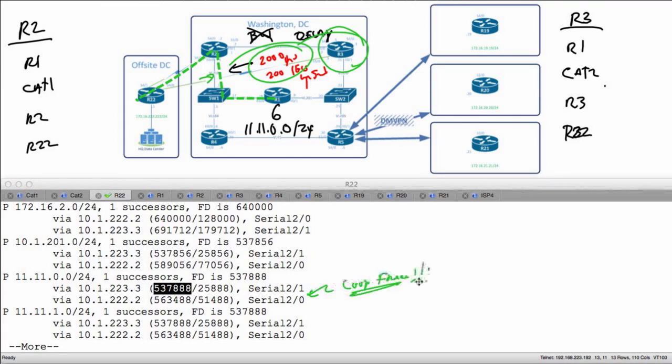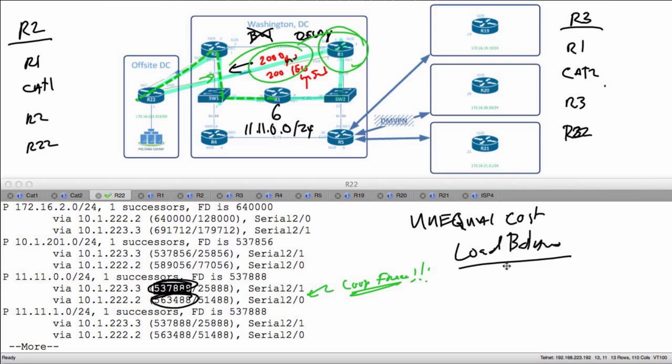Now what I want to do is change this behavior. I actually want to do load balancing across all of these links. And the only way that I can do that in this paradigm, because this value and this value are different, is to do something called unequal cost load balancing. Now, how can I do this? Well, there's a command, variance.